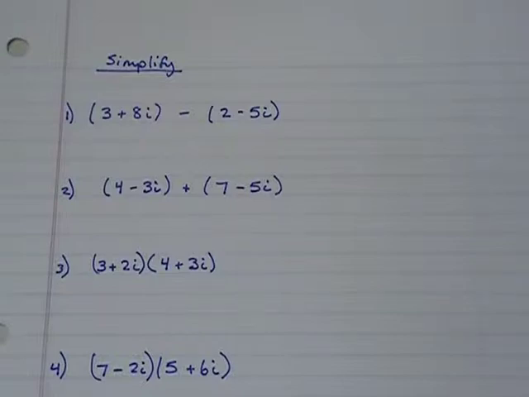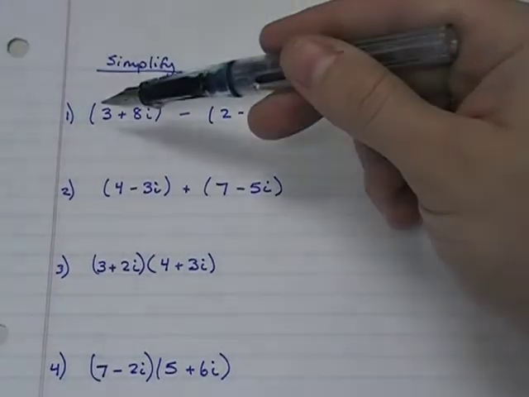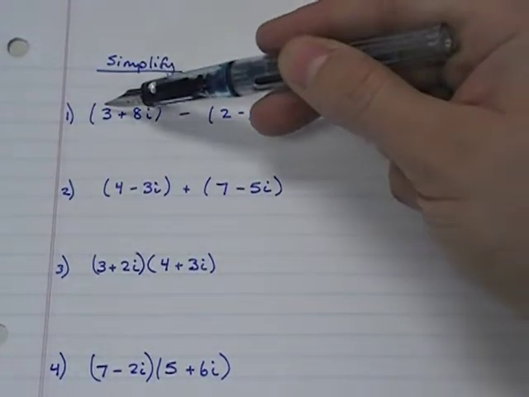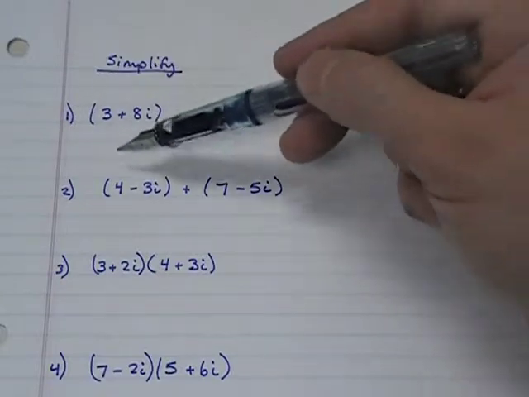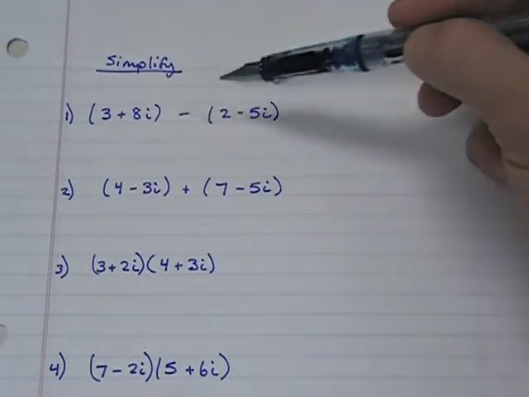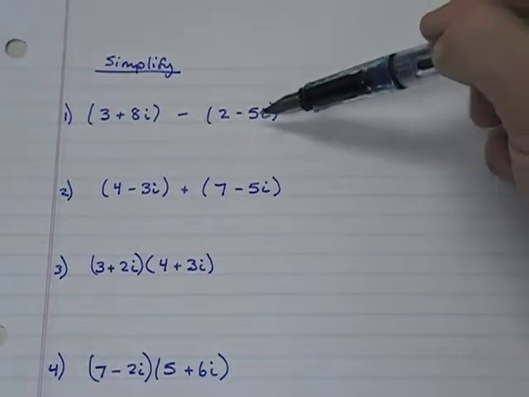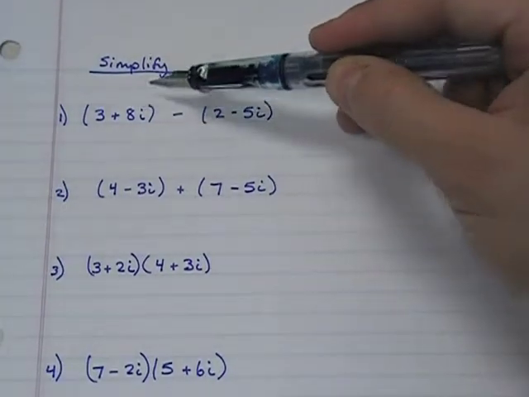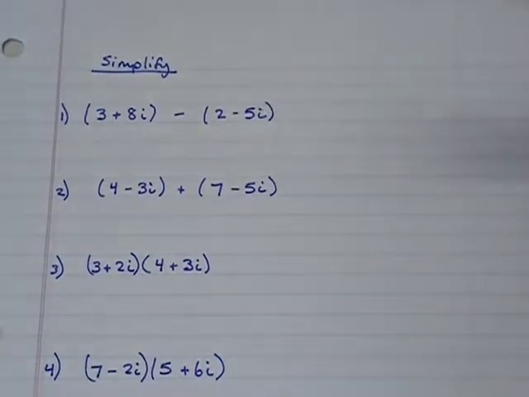Today we've been asked to simplify some problems involving complex numbers. First of all, a complex number is when you have a real and an imaginary part. And so if you look at our very first problem here, we have 3 plus 8i, a real part plus an imaginary part makes a complex number. And we're taking this complex number and we're subtracting 2 minus 5i. So we're taking this complex number minus this complex number.